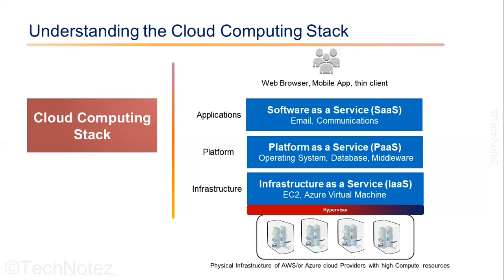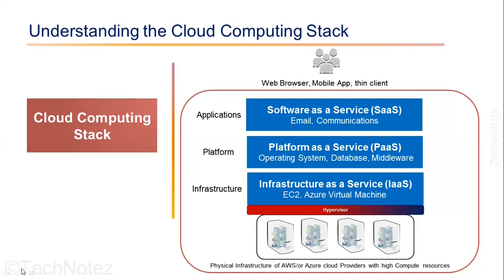Finally, at the top of the stack, we have the user. This is where the user interacts with the cloud. This layer includes the interfaces such as web portals, mobile apps, and APIs that allow users to access the services provided by the cloud. So based on the level of control and management flexibility, you can select how you want to host your web application. Let's say if you want full control of your web application, then you can go for infrastructure as a service.